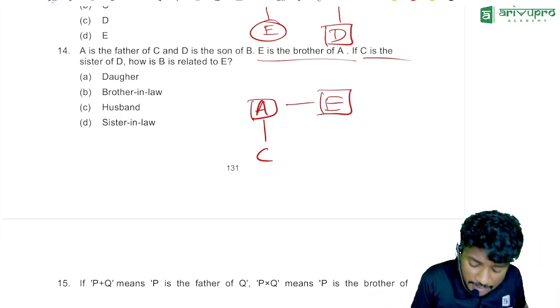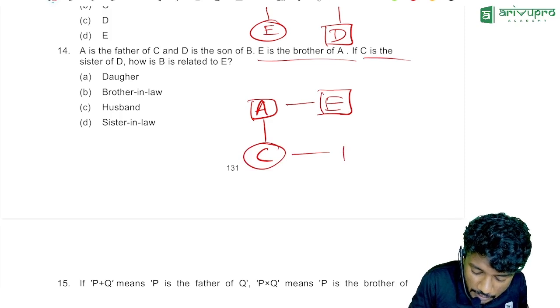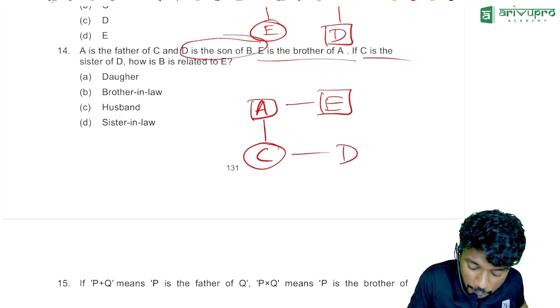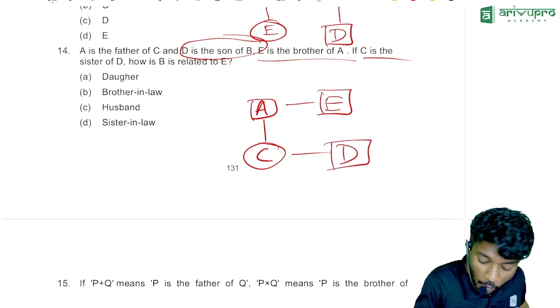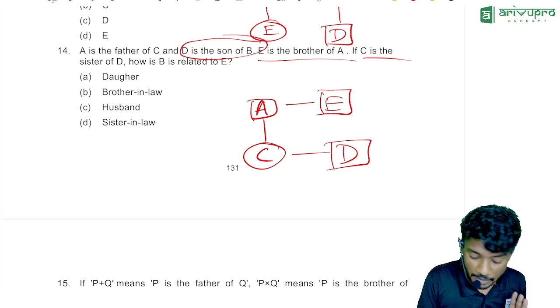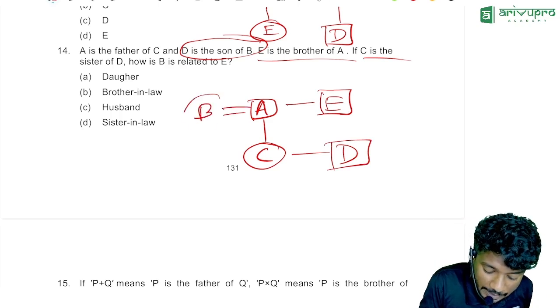If C is the sister of D, that means C is the sister of D. Then what else is given? D is the son of B. That means D is a male who is the son of who? B. That means who is married to whom? A is married to B.